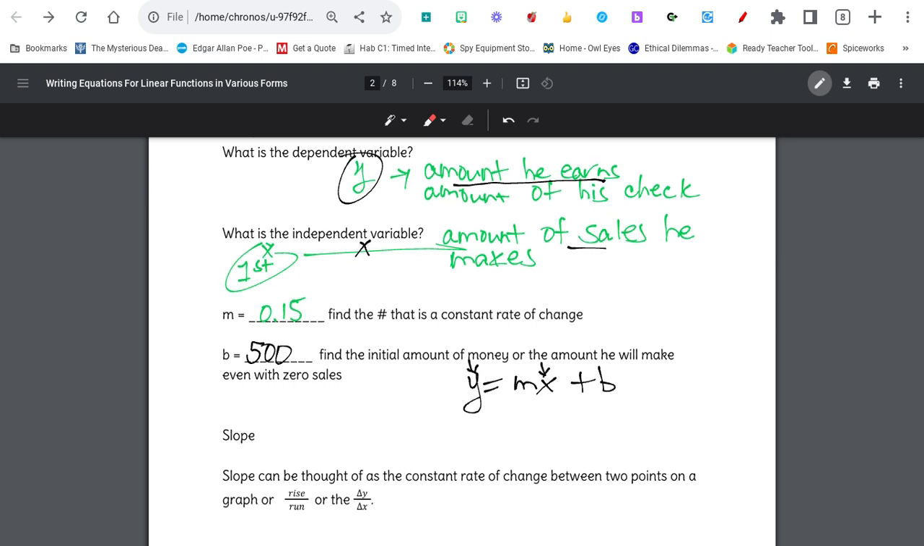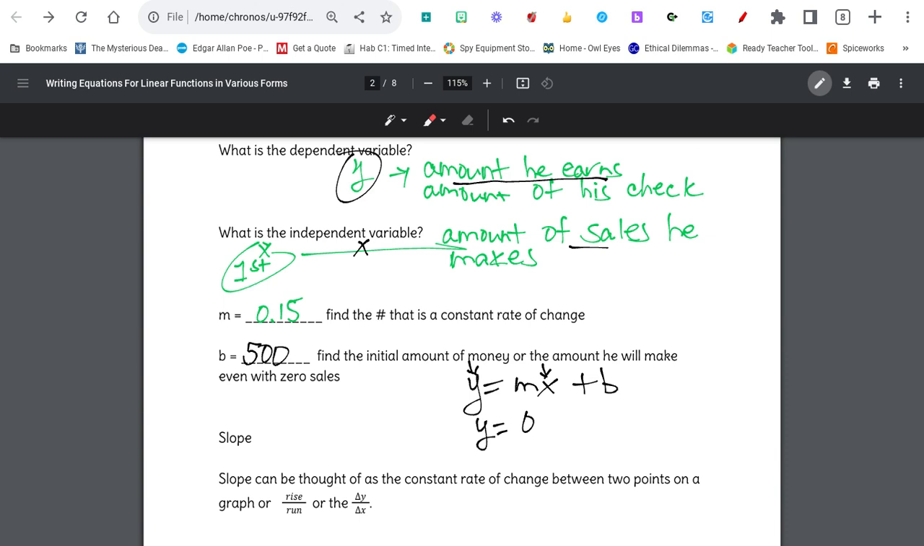All right, but we're going to keep our Y, we're going to keep our X, but we know what they mean. And I can attach M, which is what he's constantly making per dollar worth of merchandise sold, to X, plus B, which is our initial value, even with 0 sales, which is 500. That would be the equation.